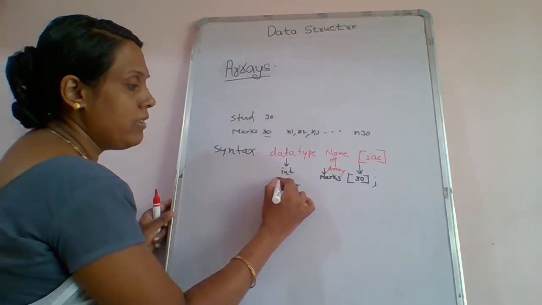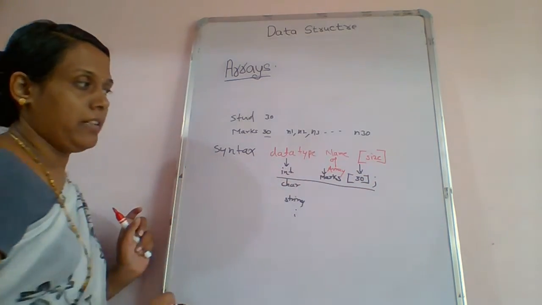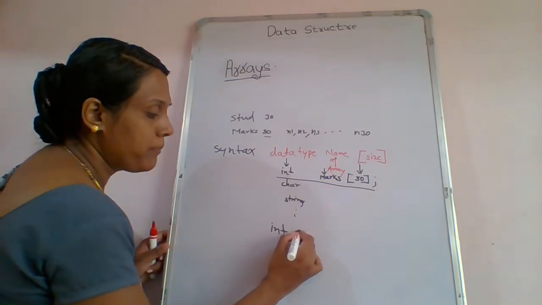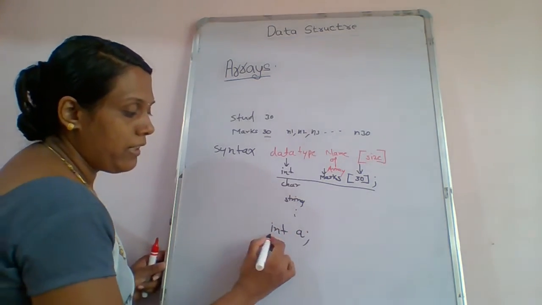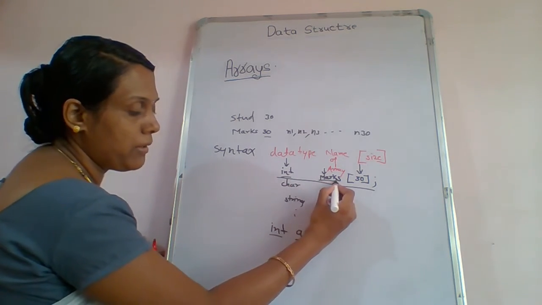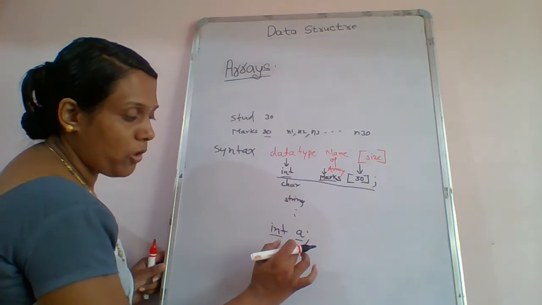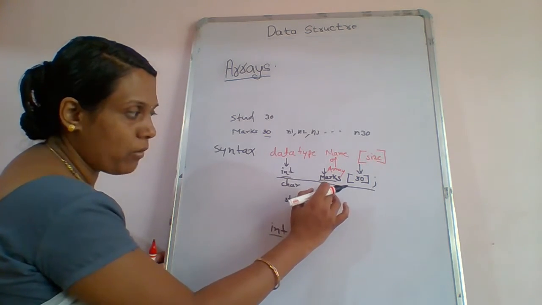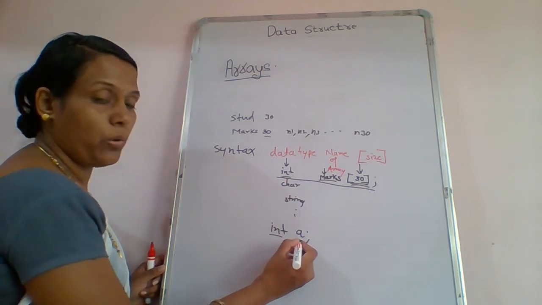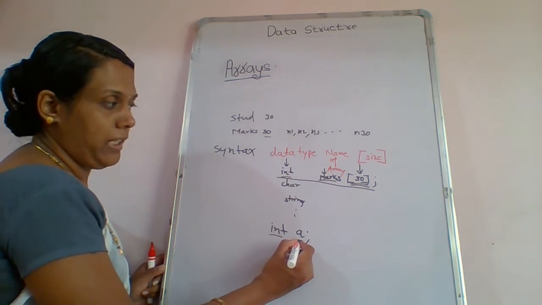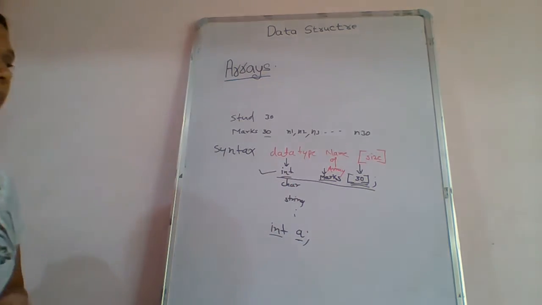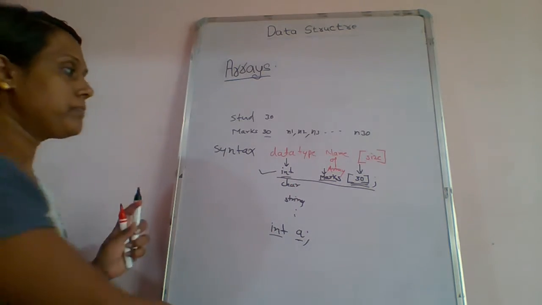This is called the declaration of the array. It is like declaring a variable, int a, where int is the data type and a is the name of the variable. But the basic difference between a normal variable and an array is that in an array we can specify the size, whereas in a normal variable we can store only one value. So this is the statement to create or declare an array.